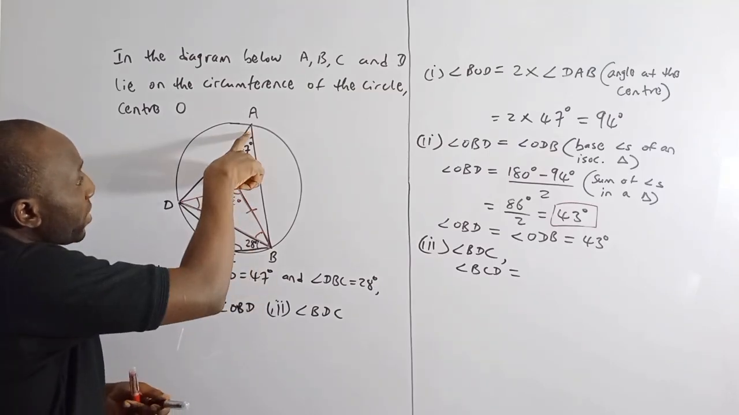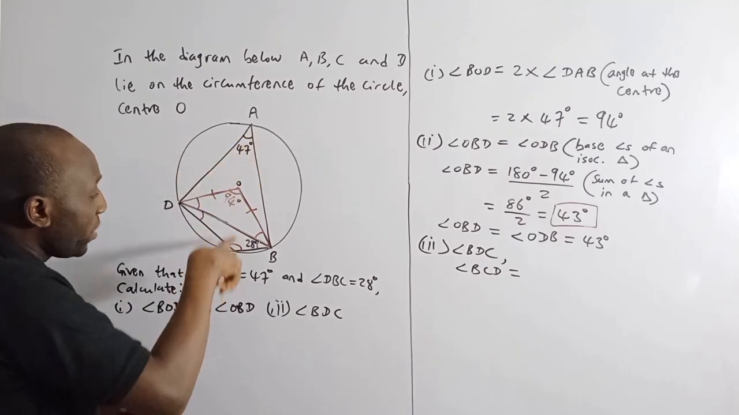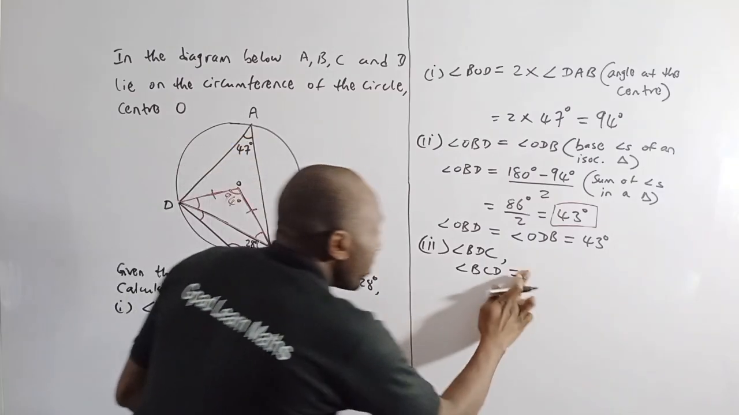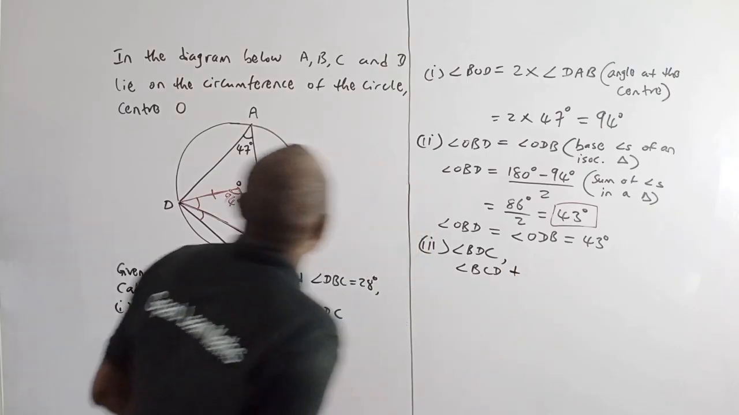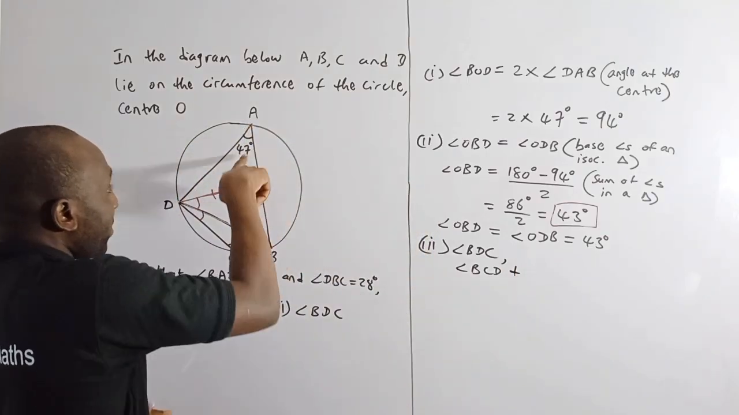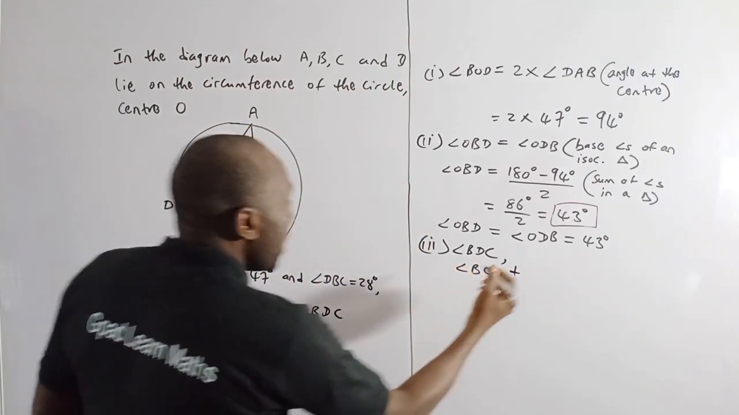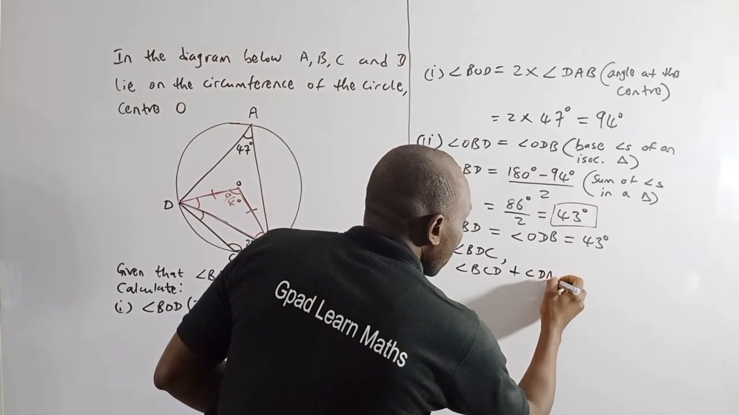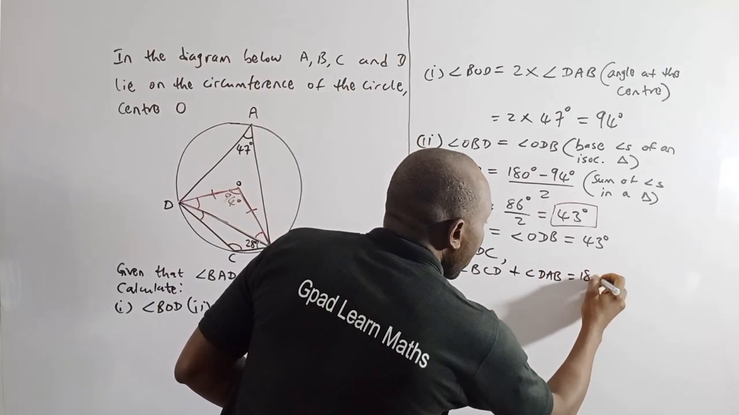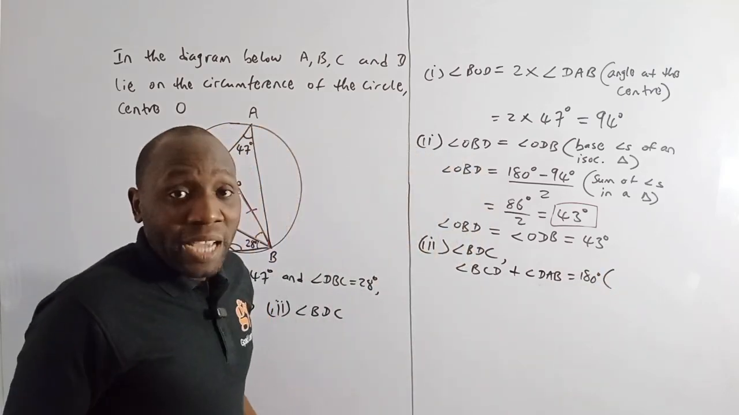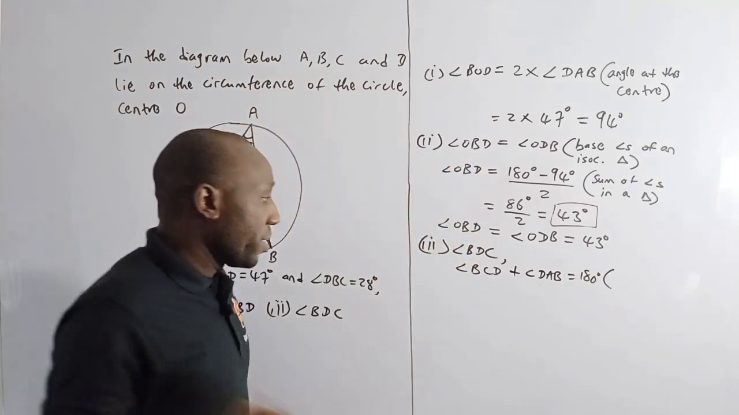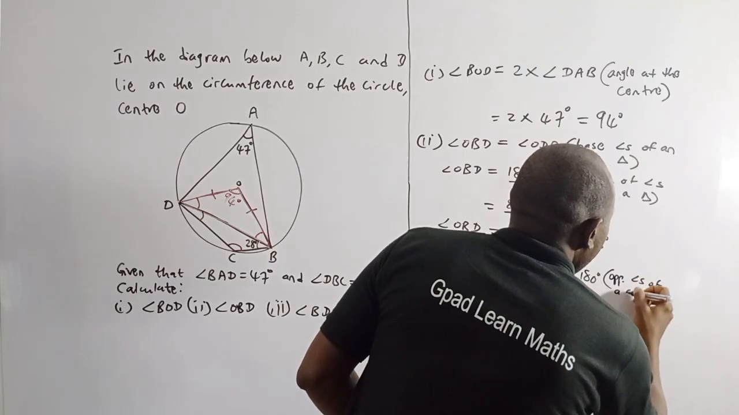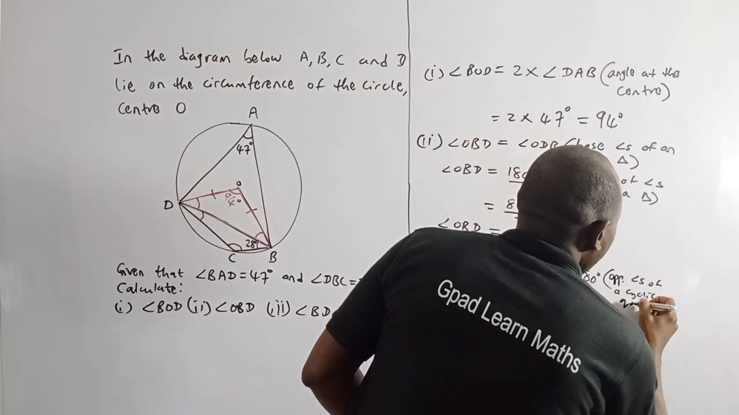Very easy. Since I already know this angle, and I know that if I add this angle to this one, it must be equal to 180 degrees. So that's very easy. I will say angle BCD plus angle what? DAB. That's this 47 degrees here. Angle DAB will be equal to 180 degrees. What's the reason? Opposite angles of a cyclic quadrilateral.